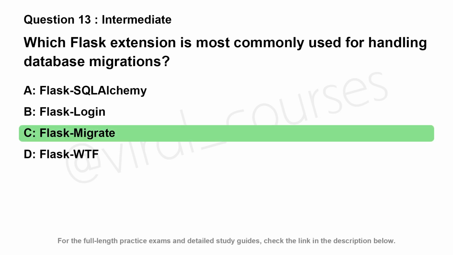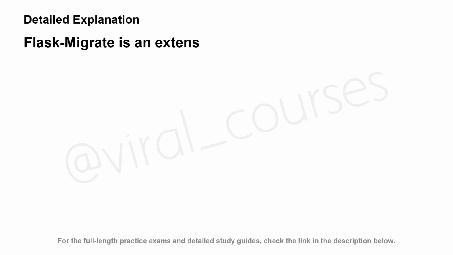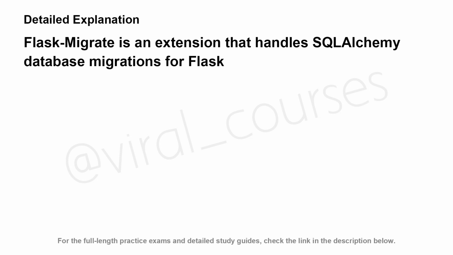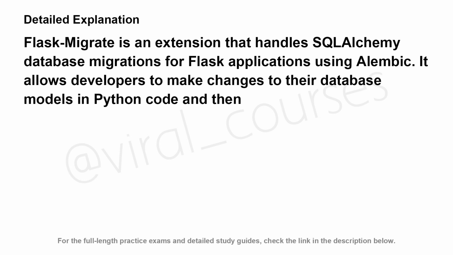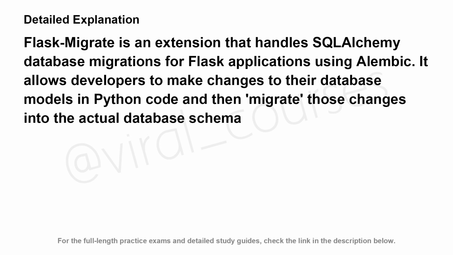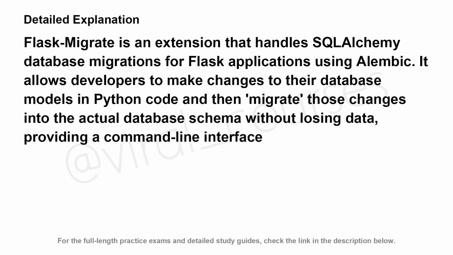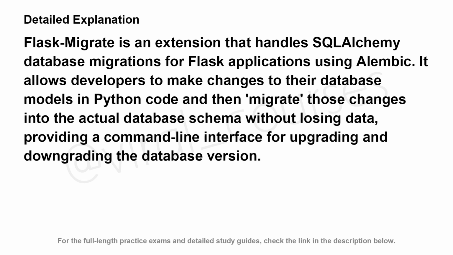The correct answer is C. Flask Migrate is an extension that handles SQLAlchemy database migrations for Flask applications. Using Alembic, it allows developers to make changes to their database models in Python code and then migrate those changes into the actual database schema without losing data, providing a command line interface for upgrading and downgrading the database version.